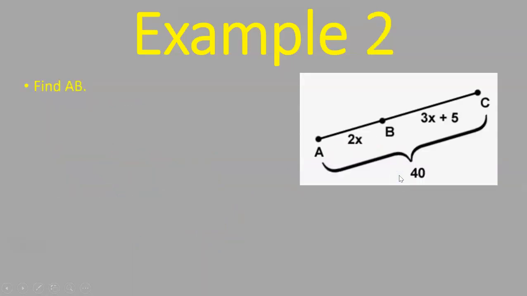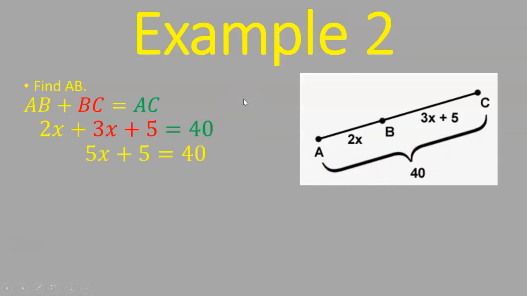We can make this algebraic, find AB, the distance there. So we'll color code this one. AB plus BC is AC. Again, part plus part equals whole. 2x is AB in yellow. 3x plus 5 in red, that's BC. 40 is the entire distance, as you can see with this little brace. Now some algebra. That's 5x plus 5 if you combine like terms. Subtract 5 from each side to get 5x equal to 35.